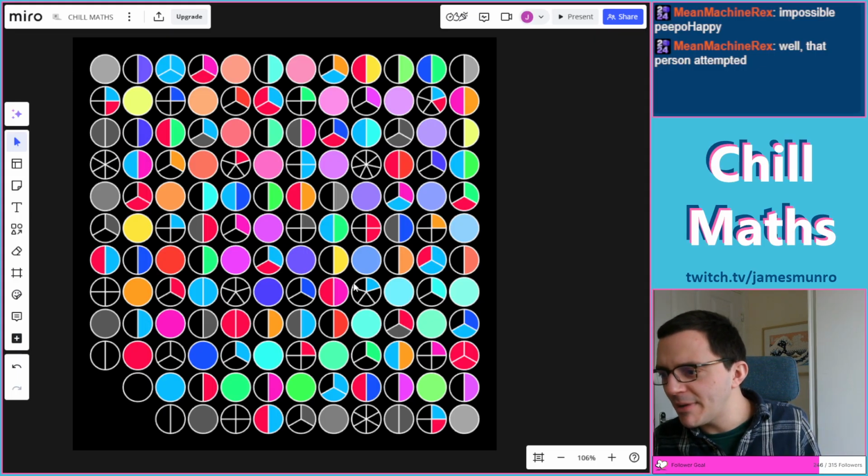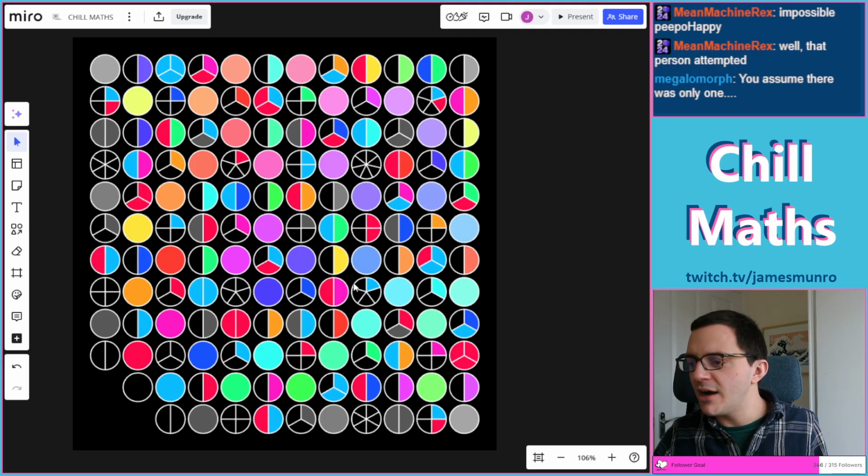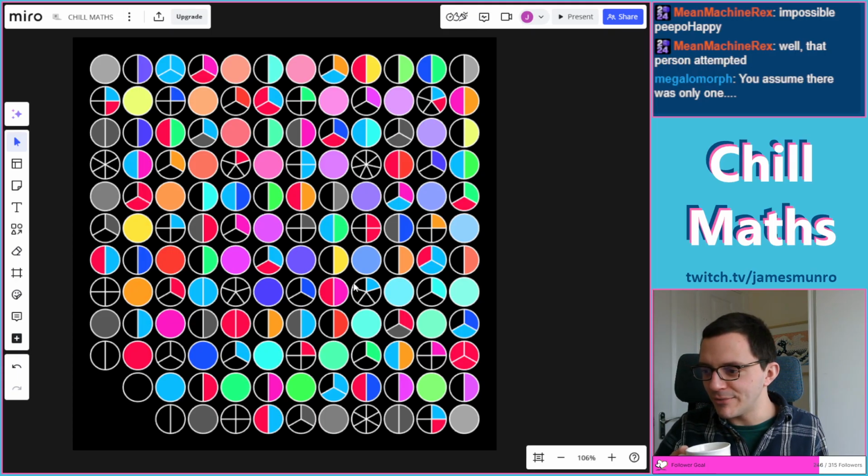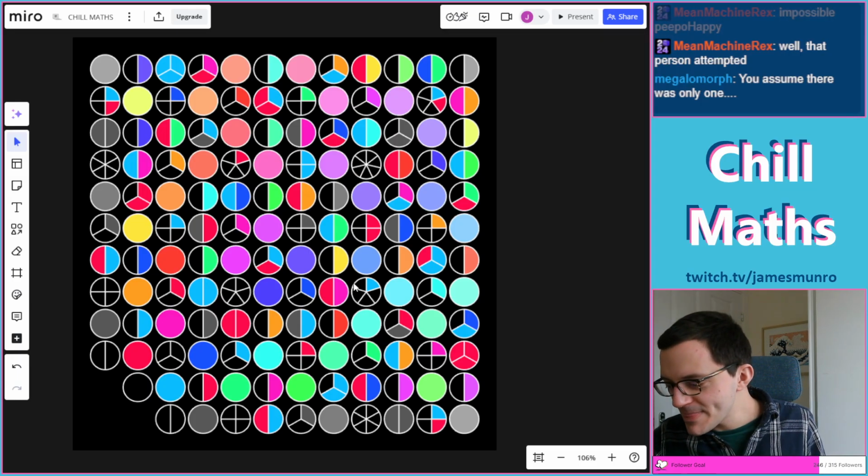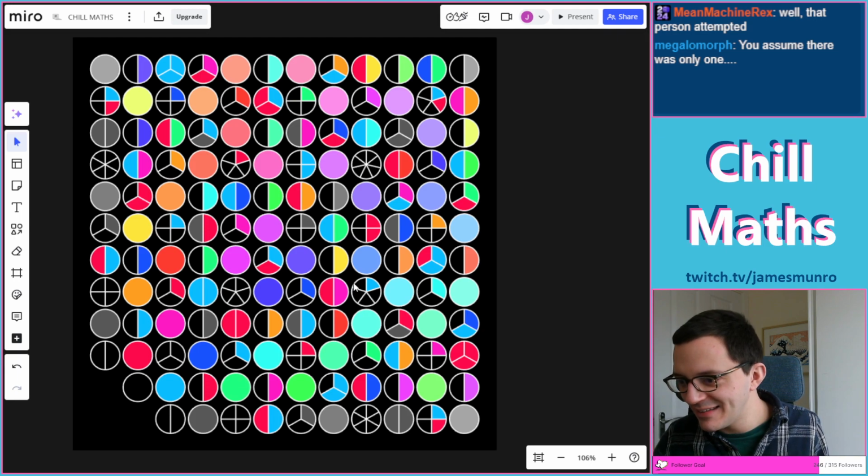People in chat. Megalomorph says something complicated about maths t-shirts. When I was an undergrad, the math club made a t-shirt that said, "Attempting the impossible," and on the back had a list of all the real numbers. There are only 30 numbers there. Good.